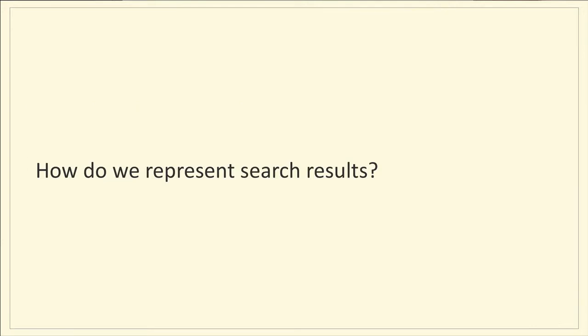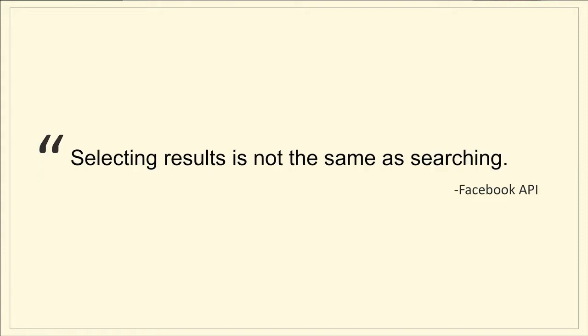So to do search results, this is an important point. This is actually a quote from the Facebook API documentation: selecting results is not the same as searching. And sometimes it's easy to over-exaggerate why these are separate activities. But essentially the idea of searching is you can create some sort of natural language string in a query box, and it can search across resource types. So instead of limiting to, say, select, give me all the photos, you're saying generally give me anything about foobar, and you get the results across all the resource types.